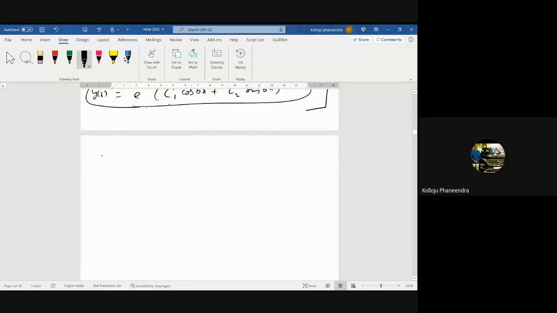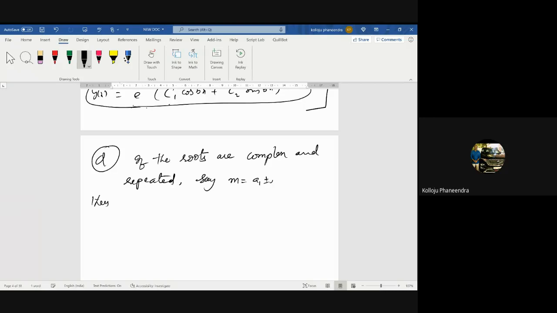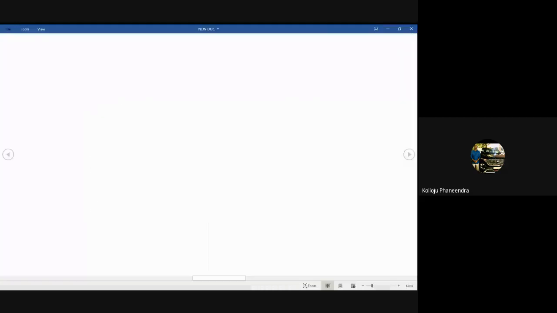And finally, complex and repeated. If the roots are complex and repeated, then say m equal to a1 plus or minus ib1, a1 plus or minus ib1, repeated two times, a2 plus or minus ib2, repeated three times, and so on. That means, just wait.